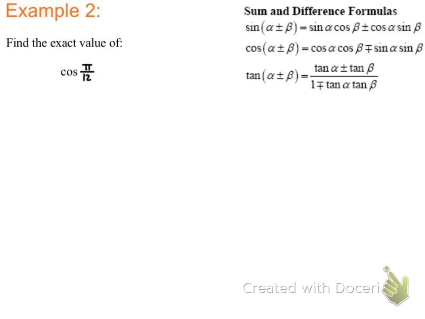Now let's take a look at another example. Cosine of pi over 12. So now we're in radian mode. These formulas still work for radians, but we're probably not very fast with radians. So my number one recommendation is to start with changing them to degrees, because you still have to think what angles add or subtract to pi over 12.